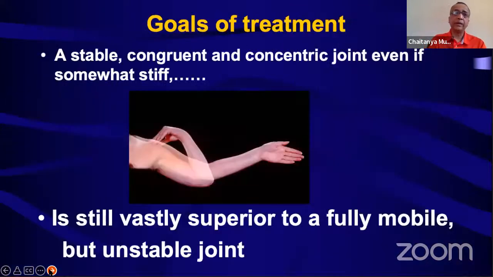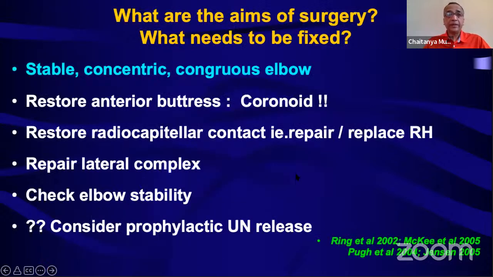And what do we try to do to them? You want to make sure that a stable, congruent, and concentric joint, even if somewhat stiff, in my assessment, mind you, this is my assessment, is still vastly superior to a fully mobile but unstable joint. So you have to decide that you want a stable, concentric, and congruous elbow. You want to restore the anterior buttress so that the posterior dislocation doesn't occur, like in the case I showed you before. You want to restore radiocapitellar contact, which was not done in that case. So either you repair the radial head or replace the radial head, and repair the lateral structures. You must check stability before you leave the operating room. And if the fracture is older than 10 days, I routinely release the ulnar nerve.